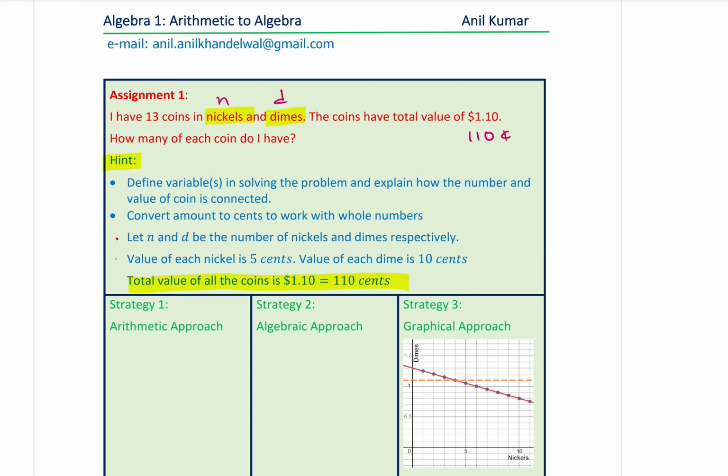I would like to understand what strategies you have used. Have some of you used the arithmetic approach? Yes, I think so. Algebraic approach? Perfect. How about the graphical approach? We didn't discuss that earlier, right? Today, we discuss the graphical approach. Now, can you say how you will solve your assignment using the graphical approach? Yes, let's have some ideas now.